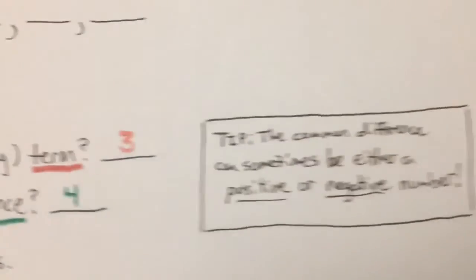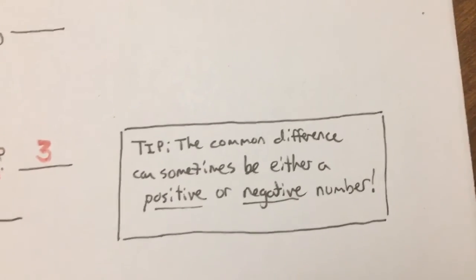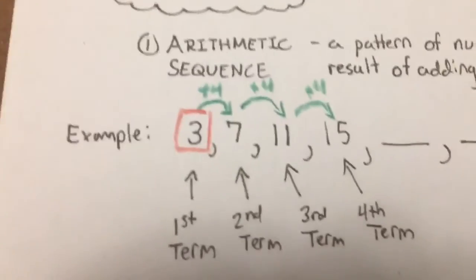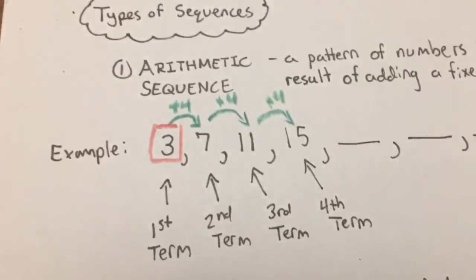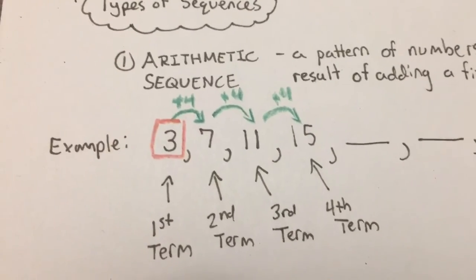Now, just a little note for you guys. Sometimes the common difference can be either a positive or a negative number. So if you see a pattern of numbers where they're decreasing, sometimes the common difference may be a negative number. And we'll look at an example of that in just a moment.